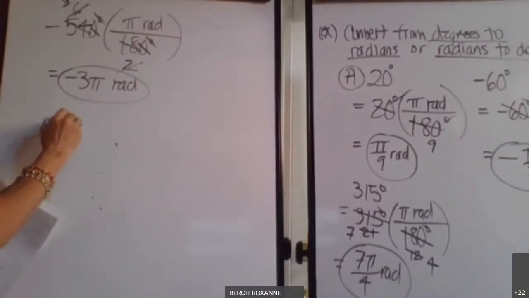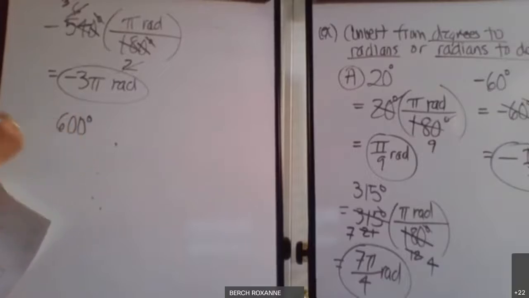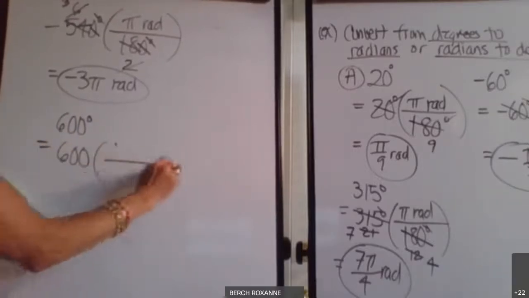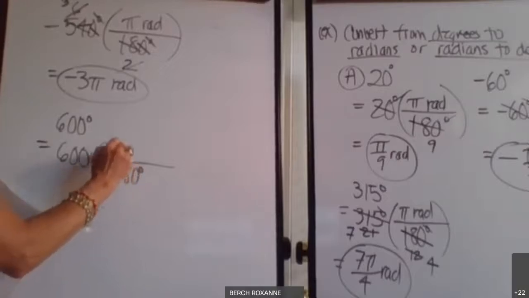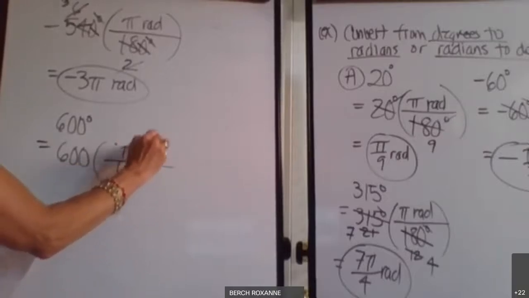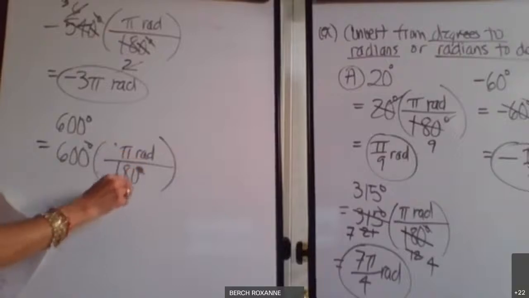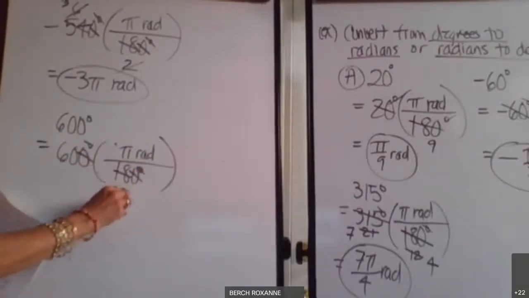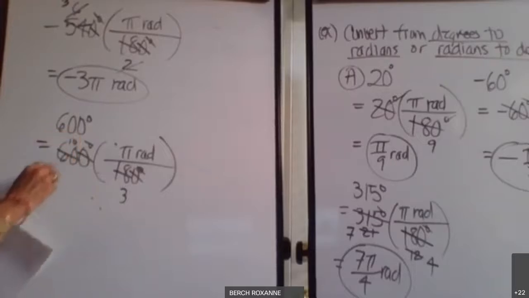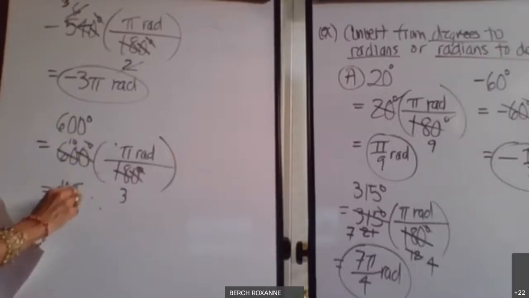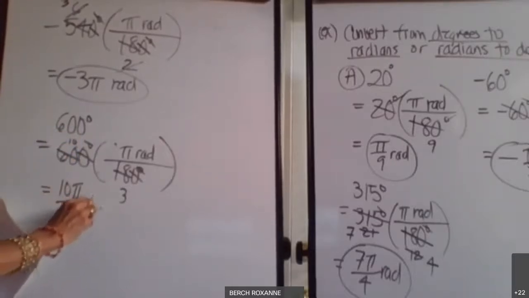Let's do one more, 600 degrees. So 600 degrees, on the bottom you'd have 180 degrees, on the top you'd have pi radians. So we cancel the little degrees, we cancel the trailing zeros. 6 times what is 18? 6 times what is that? 10. So wouldn't this be 10 pi over 3 radians?